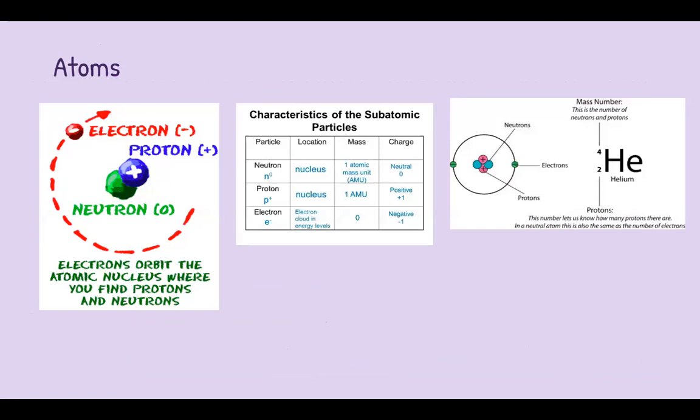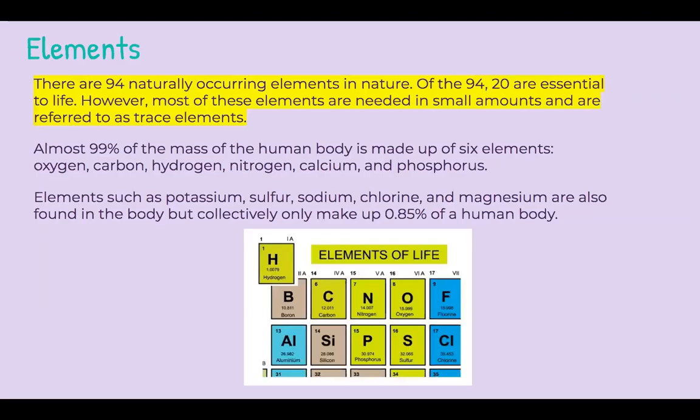So when it comes to reading an element, the bottom number is the number of protons, and on the top is the mass number, which is the number of neutrons plus protons. Okay. There are 94 naturally occurring elements in nature. Of the 94, 20 are essential to life. However, most of these elements are needed in small amounts, and are referred to as trace elements.